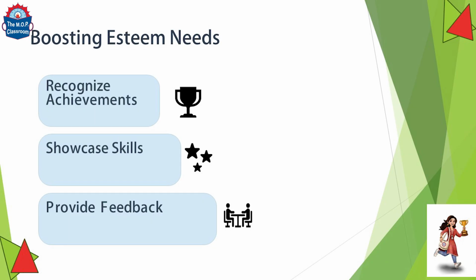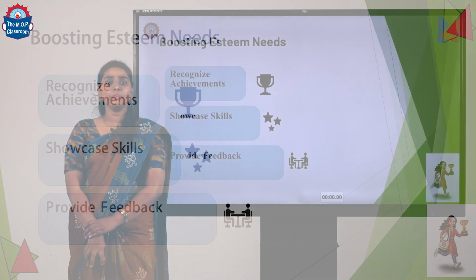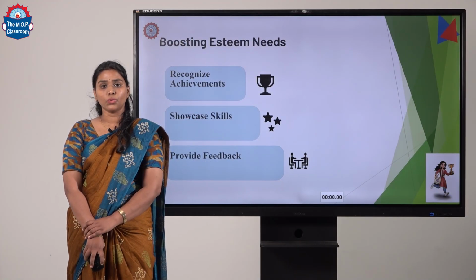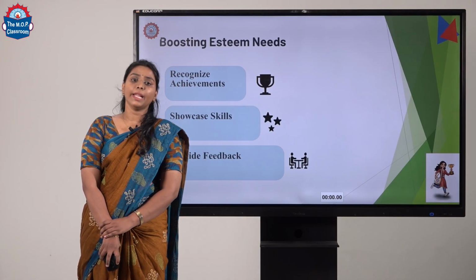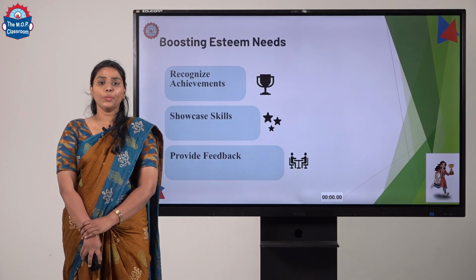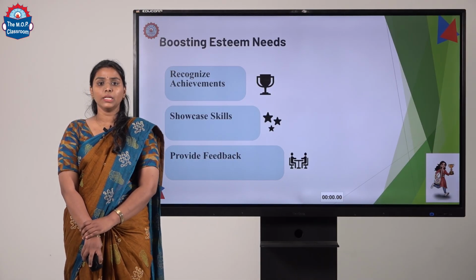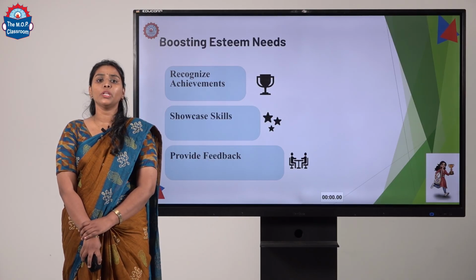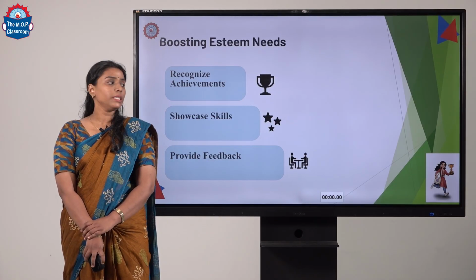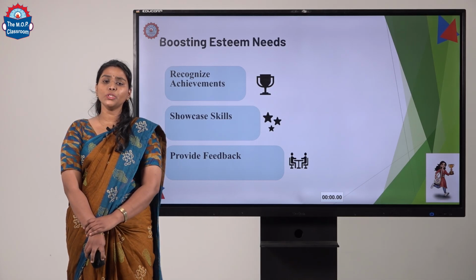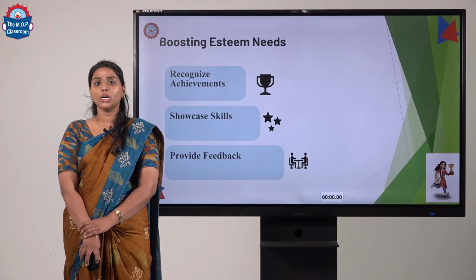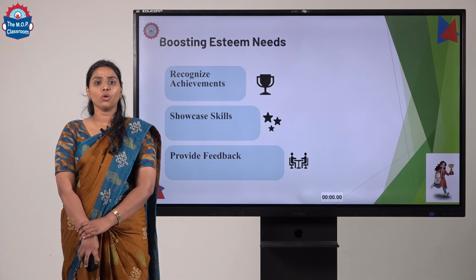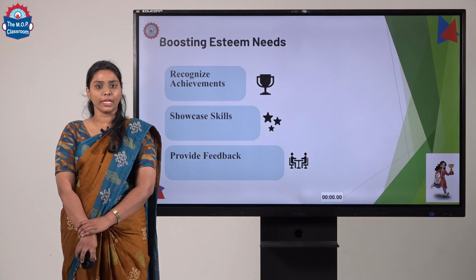Next, self-esteem needs. The application of Maslow in self-esteem need is more important. It talks about recognition and rewards. When one's work is presented, it should be recognized by the peers as well as by the superiors, and it should be rewarded appropriately. And it talks about the opportunity given to the employee to showcase his or her skills and utilize the skills in an appropriate environment.